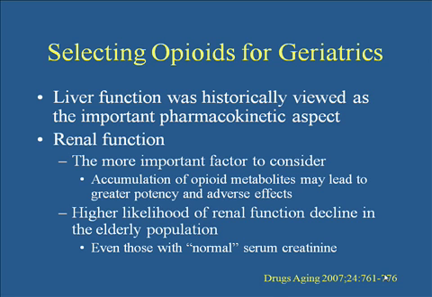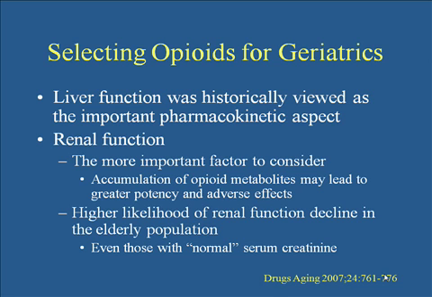Now, historically, the liver, which is the biggest organ system with the cytochrome P450 isoenzyme system that does the metabolism of medications that are metabolized, was viewed as the most important pharmacokinetic aspect when it came to using opioids. And that's not the case anymore. Renal function is much more important. You can have metabolites of opioids that accumulate, and that can lead to either greater potency or adverse effects.